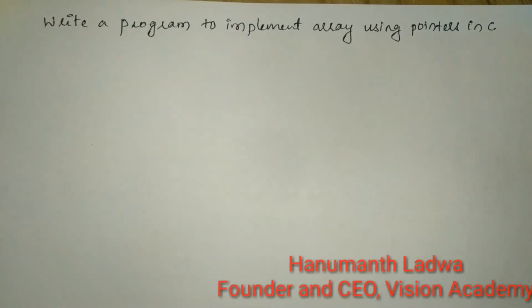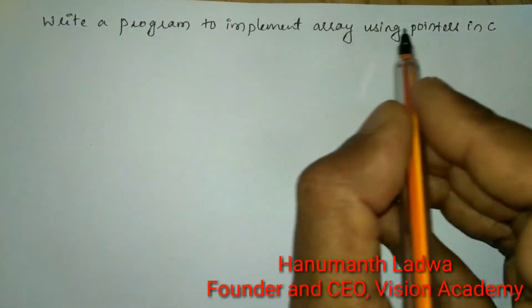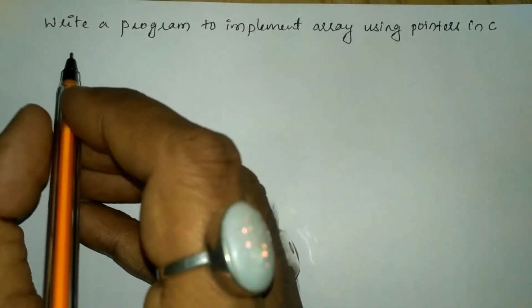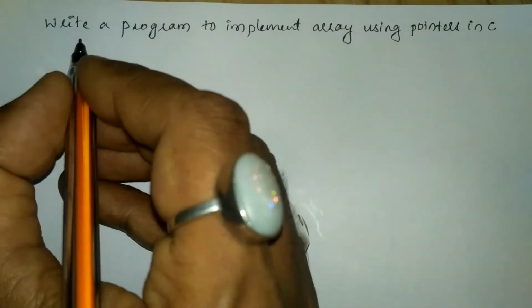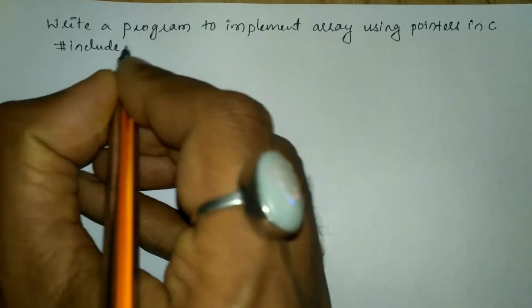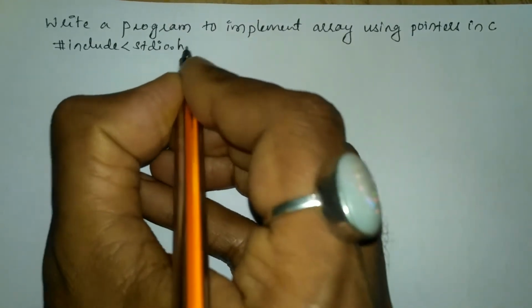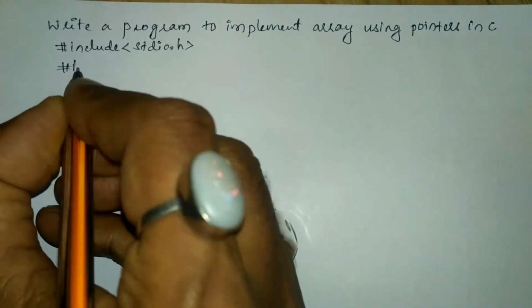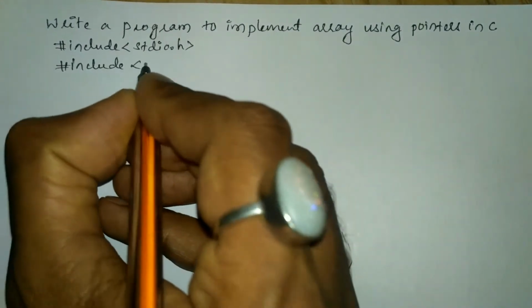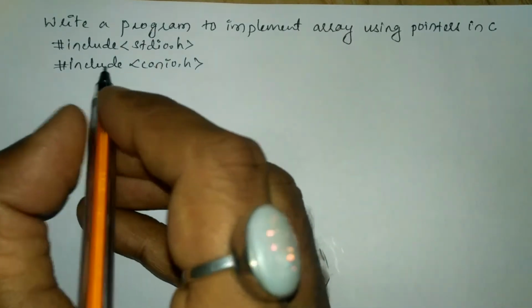My name is Hanmant Ladwa and in this video we are going to write a program to implement array using pointers in C. Let us write the preprocessor directives: #include in angular braces, we'll write the standard input output .h header file. The next preprocessor directive is #include in angular braces, we'll write the console input output .h header file.